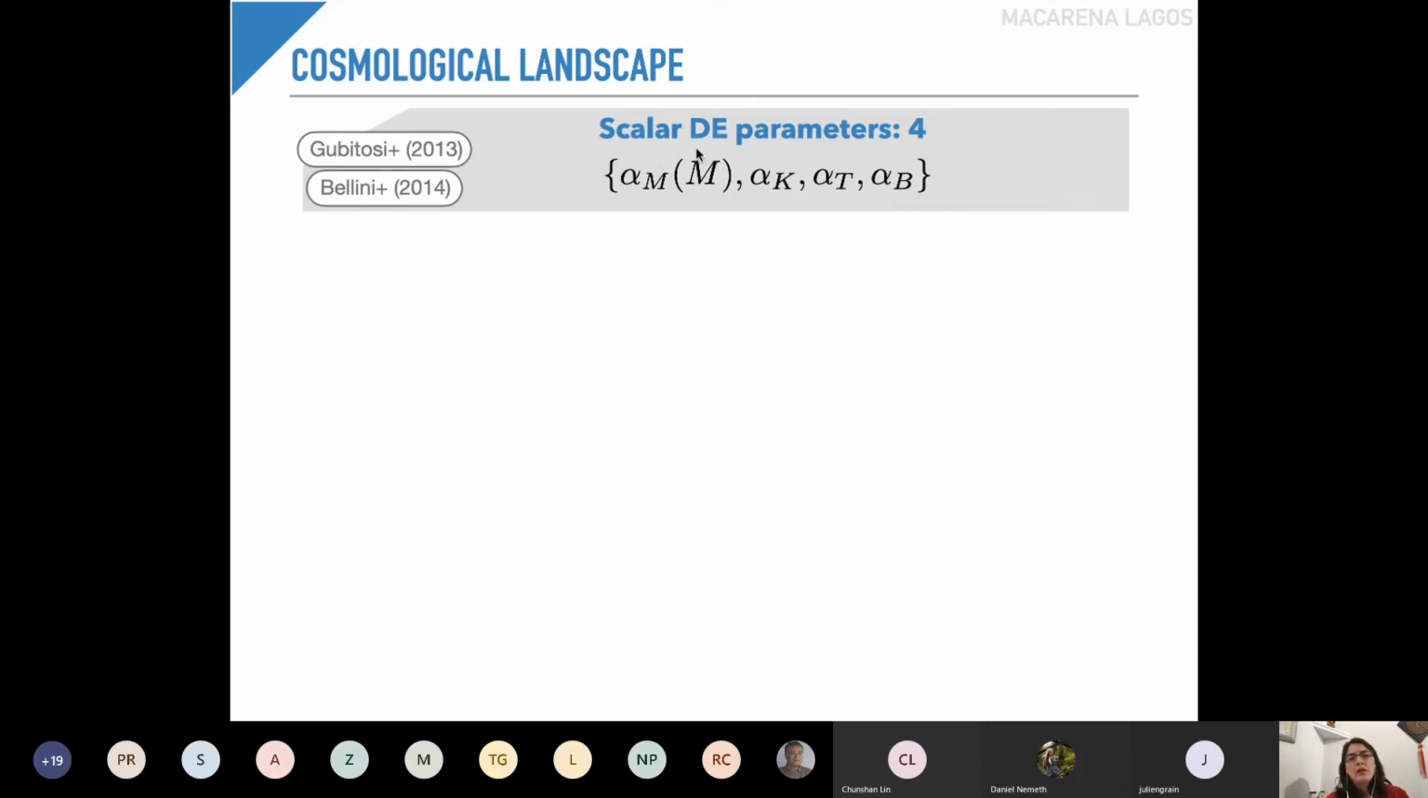Here for alpha m, I write in parentheses this capital M because later you will see a free parameter called capital M that will actually be related to alpha m. So either m or alpha m is the free parameter. Just to give you an example of what these parameters do, alpha t, for example, is called the tensor speed excess, and it changes the propagation speed of gravitational waves.